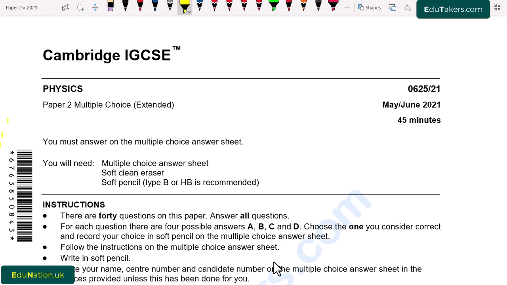Today we are going to solve Cambridge IGCSE Physics paper 2 multiple choice extended, held in May-June 2021, and the paper code is 0625 with variant 21. So let's start from question number 1.